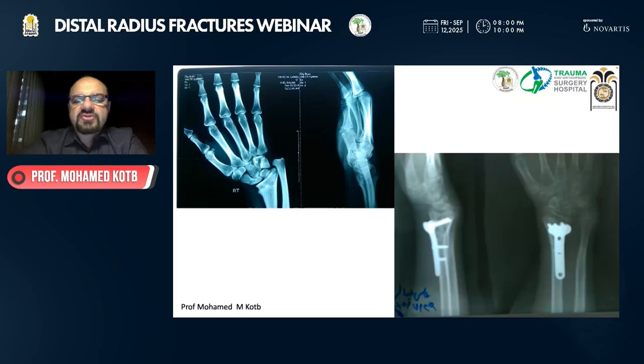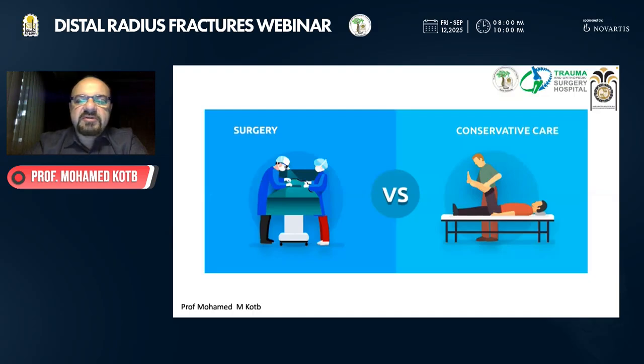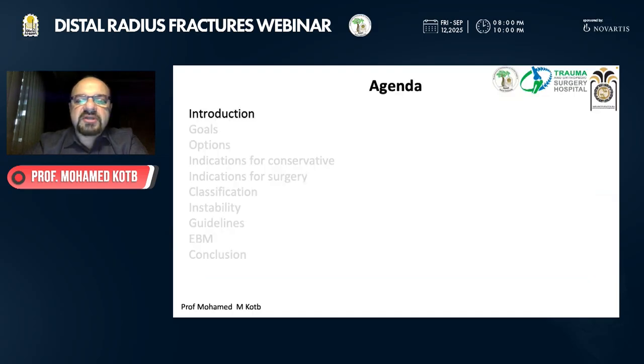And sometimes you choose the operative option for the patient, but in spite of that you did not address some problems like the DRUJ subluxation. So you got a radiological alignment of the distal radius. However, the patient is complaining of pain, instability and weakness. So this is how the dilemma comes to choose between surgery and conservative treatment. This is our agenda today.